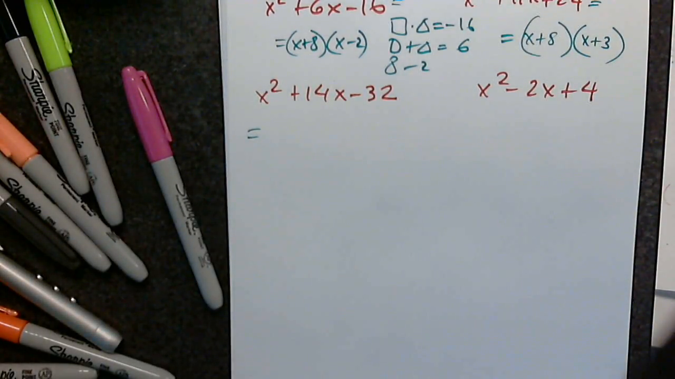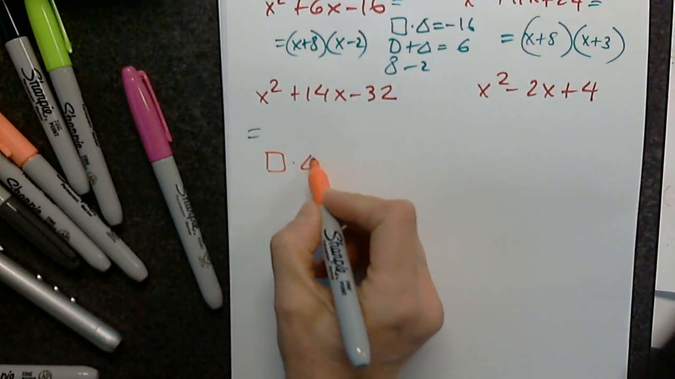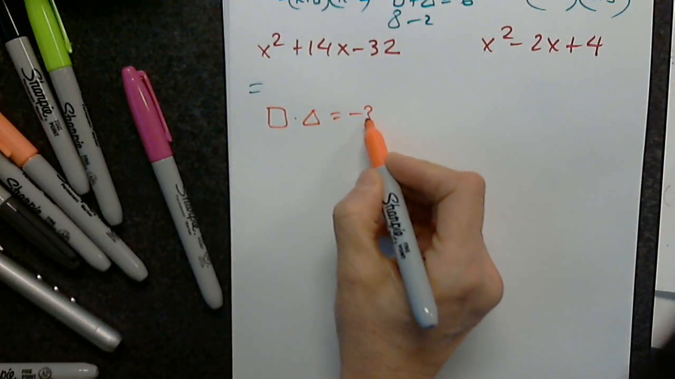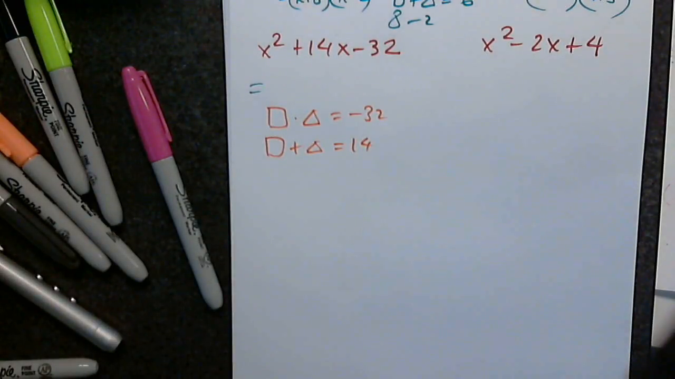X squared plus 14x minus 32. It's a trinomial, descending order. Greatest common factor, no. Negative leading coefficient, no. Special product, I hope, no. 1 is the leading coefficient, so then I'm looking for two numbers whose product is negative 32 and the sum is 14. I always start with the product. Since the product is negative, I know exactly what I'm looking for. What type of numbers?